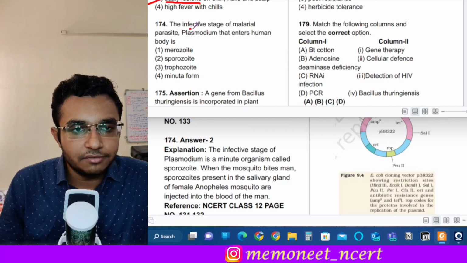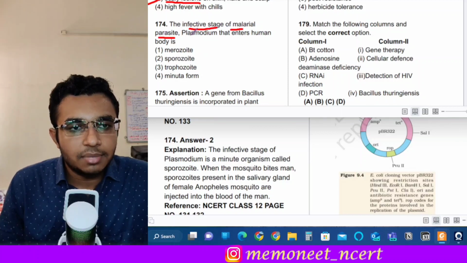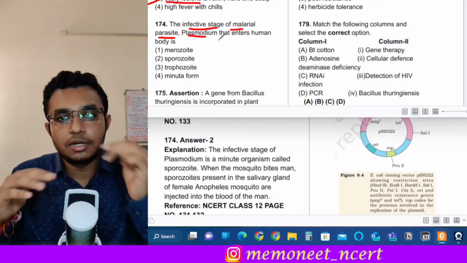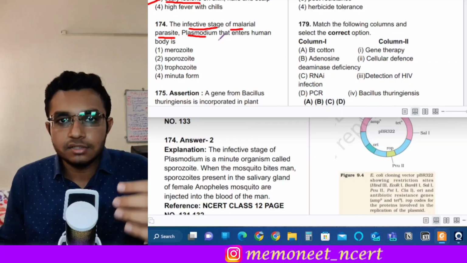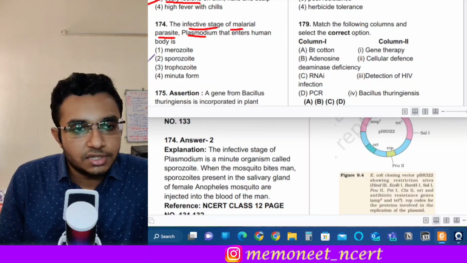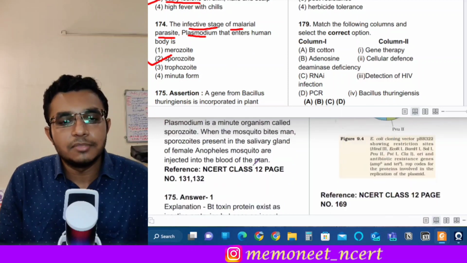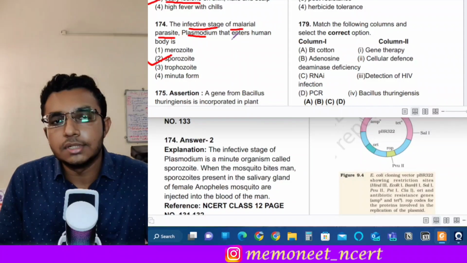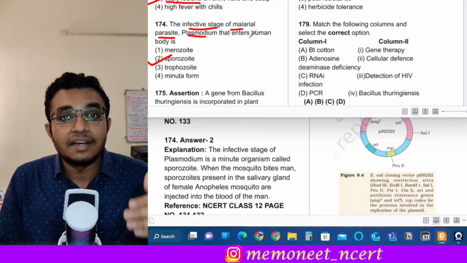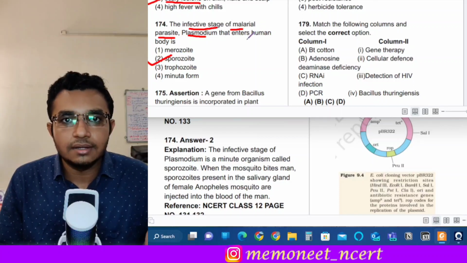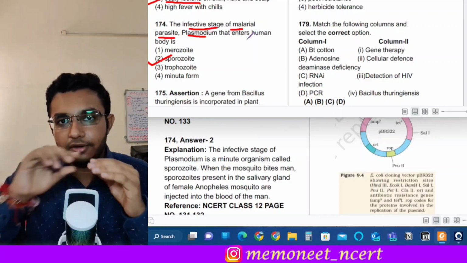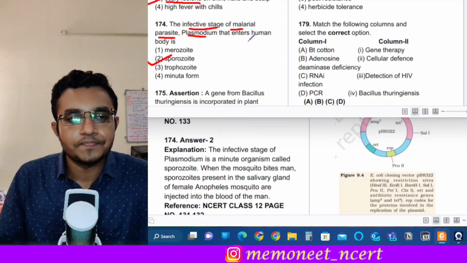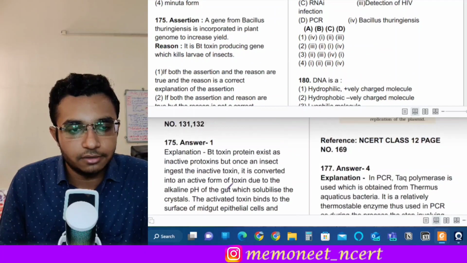174. It states that the infective stage of malarial parasite Plasmodium that enters the human body is, okay, so when a mosquito bites a human, then what is the infective stage which enters the human? Okay, so here the answer is option 2, that is sporozoite. So if you know the malarial cycle, the sporozoite enters inside the human being and it first goes into the hepatocyte or the liver cell. Okay, and then there it performs the exo-erythrocytic cycle. After the hepatocyte ruptures, it performs the erythrocytic cycle, that is, it enters the RBC.